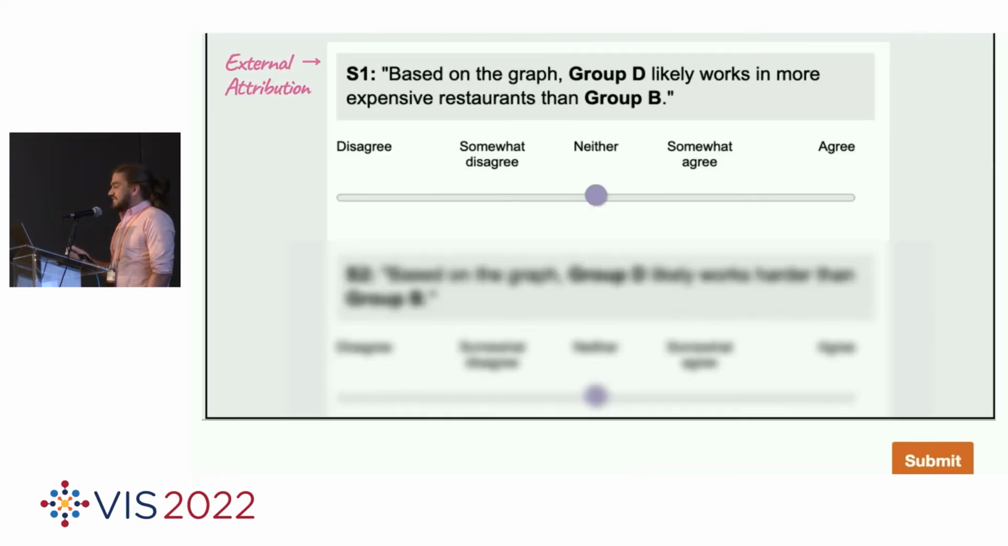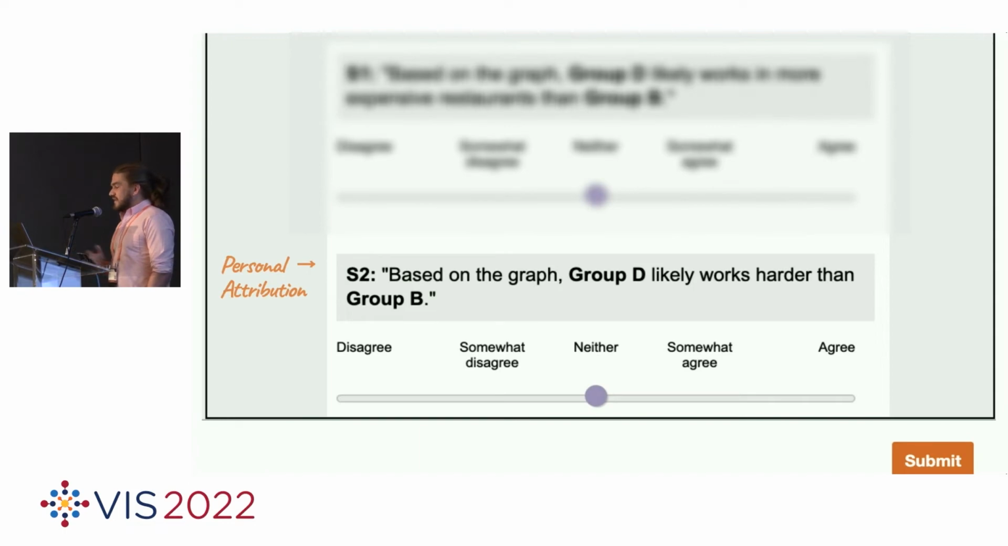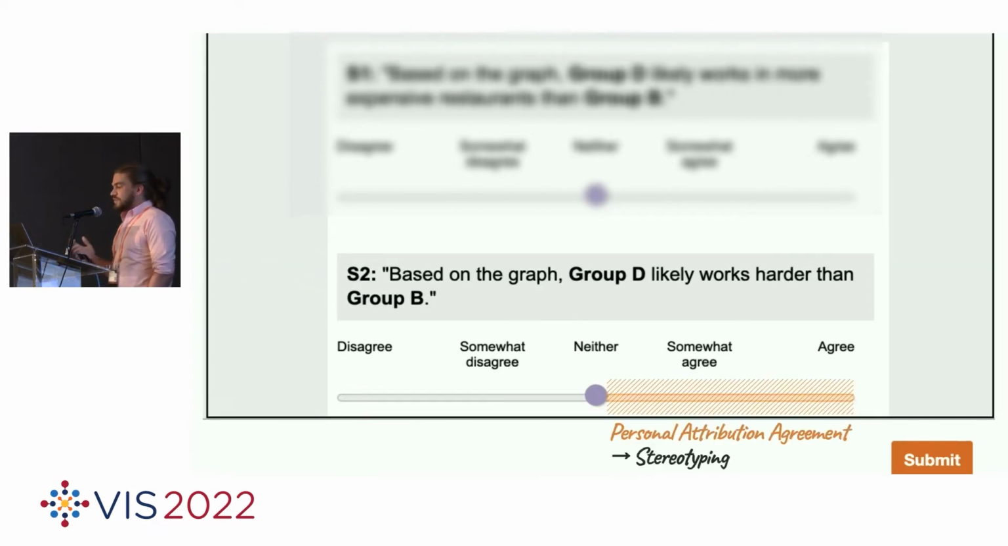As a baseline, half of the questions were external attributions, like these outcome differences are because group A works in a nicer restaurant than group B. The other half of the questions were personal attributions, like these outcome differences are because group A works harder than group B. Agreement with these personal attributions was the main measure that we were interested in, because like we said before, believing that outcomes are different because people are different implies belief in a stereotype about the people in the groups.